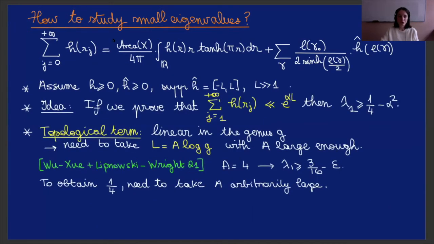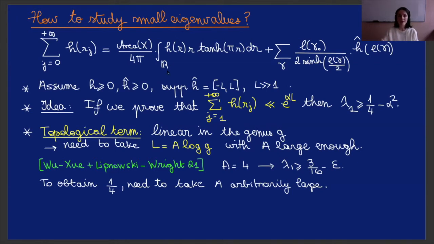In order to do so, you look at the right-hand side of the formula. You want to prove that this right-hand side is not behaving exponentially in L. The first term is the topological term. So you want to prove that this topological term is not exponential in L. And actually, we know it's linear in the genus G because of the fact that the area is linear in G. And we are taking G going to infinity. So this is going to force us to take L to be A log of G, and actually A to be quite a large number possibly. So this forces us to look at length A log G.